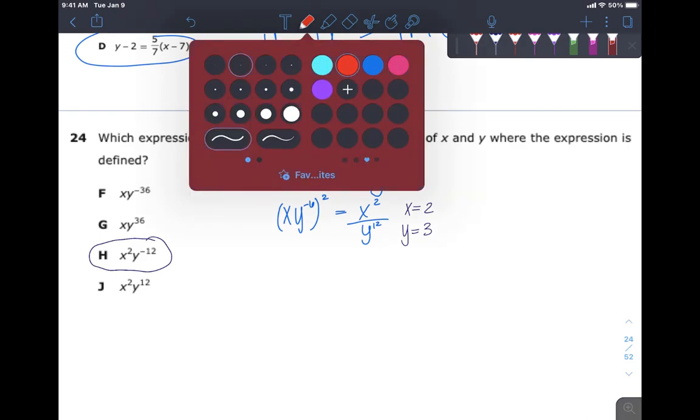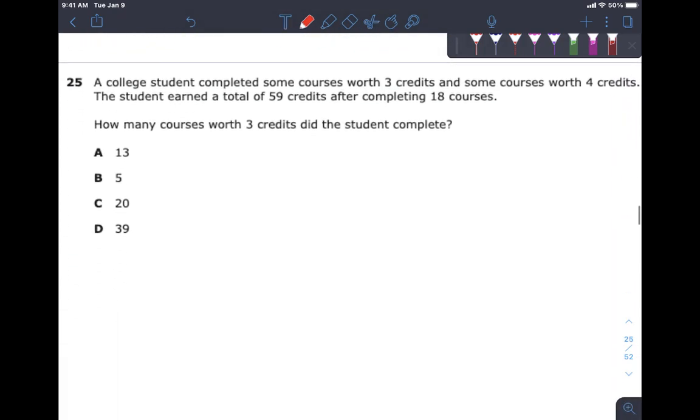Let me pick a better red. All right. So, a college student completed some courses worth 3 credits and some courses worth 4 credits. The student earned a total of 59 credits for completing 18 courses. How many courses are worth 3 credits? Okay, so what does this sound like to you? It sounds to me like they are talking about a system of equations, meaning I'm going to have 2 equations, and I'm trying to figure out when they cross over because that is the answer.